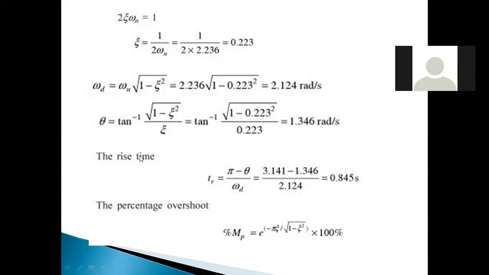The unit for this is radians, not radians per second, it is simply radians. For rise time we have the formula (π minus θ)/ωd. So π value is 3.14 radians, and θ we have already obtained. If we simply substitute in this expression, we will get rise time equal to 0.845 seconds.